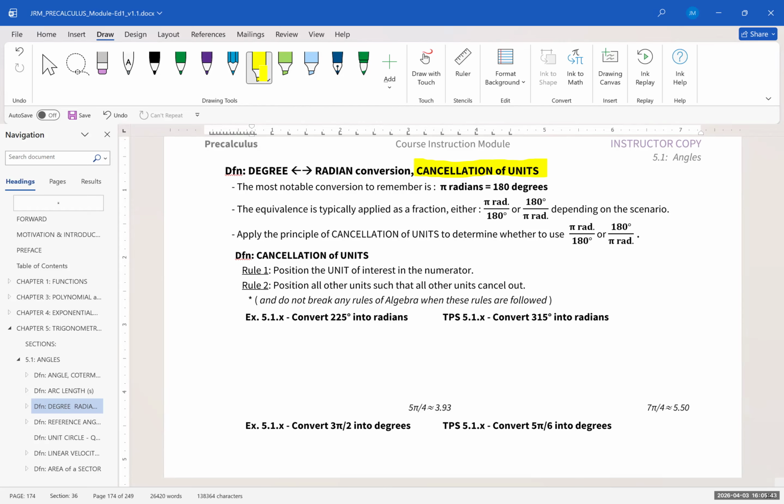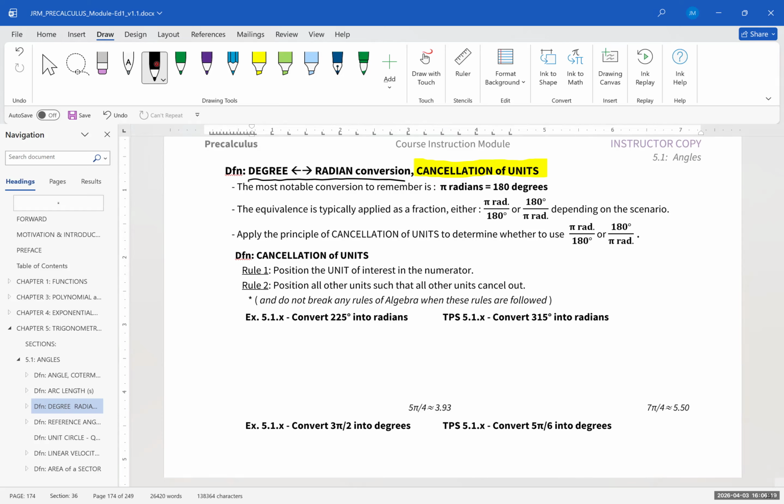Those are units that, if you do your calculations correctly, a bunch of those units should cancel out. And if they do cancel out, and the unit you want is the only unit left standing, you can feel pretty good that your answer is going to be correct. So I'm going to introduce this idea of cancellation of units with something very simple to start and slowly build up from there. But what we are mainly focused on is this degree to radian conversion.